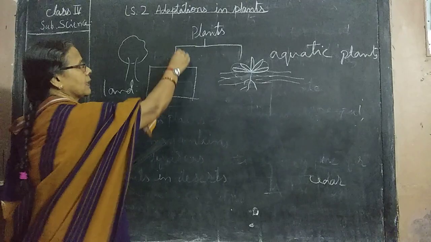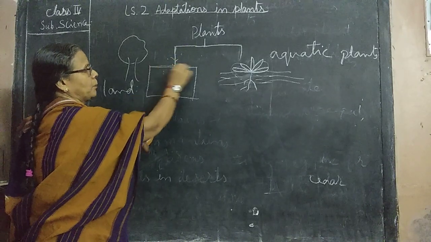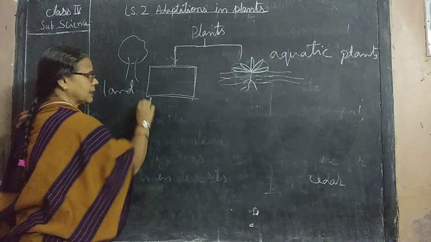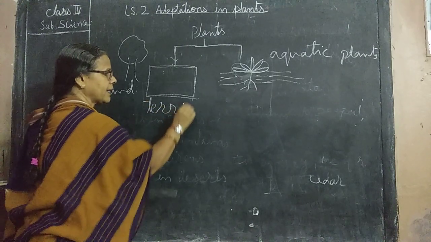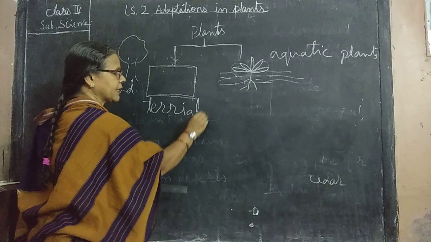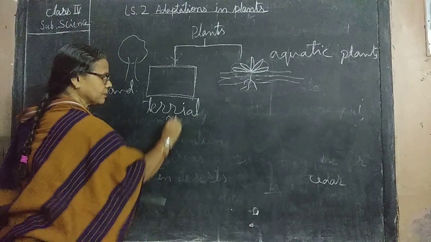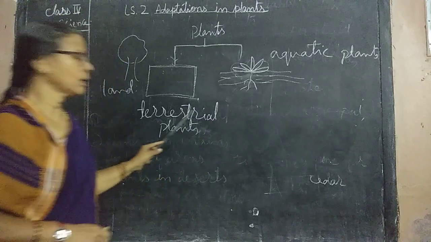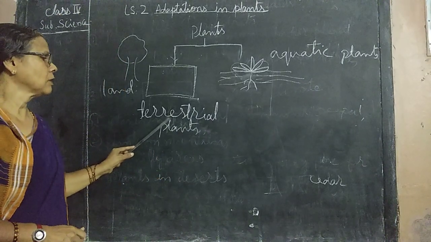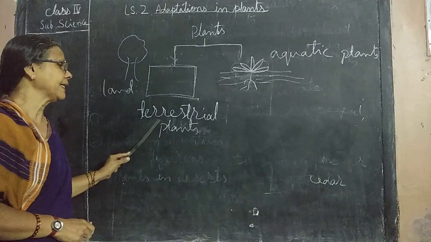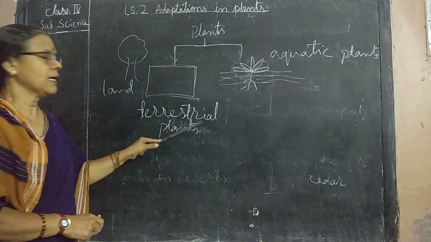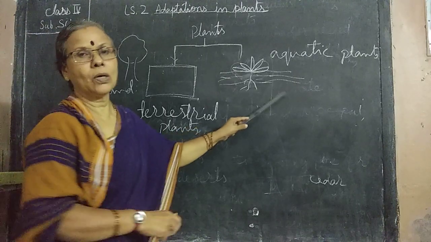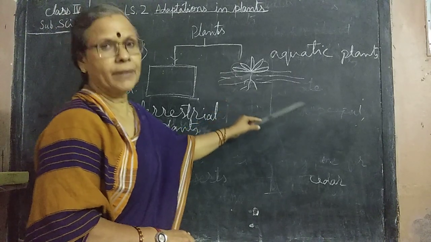What are they? The plants which are growing on the land are called terrestrial plants. Terrestrial. The spelling of terrestrial is T-E-R-R-E-S-T-R-I-A-L. Terrestrial plants. Plants which are growing in the water are called aquatic plants.